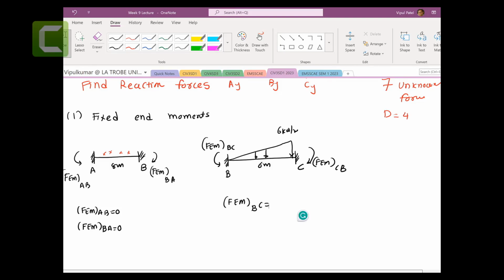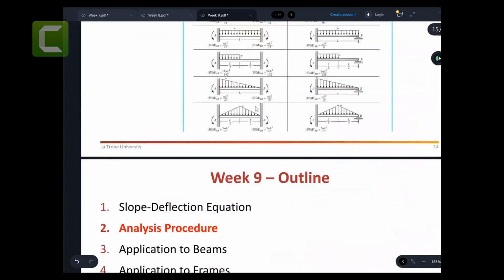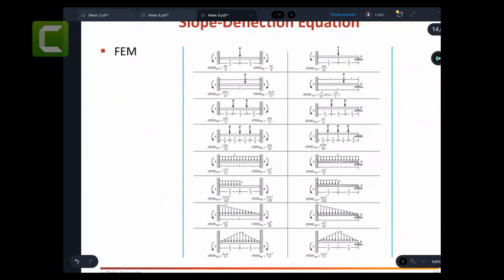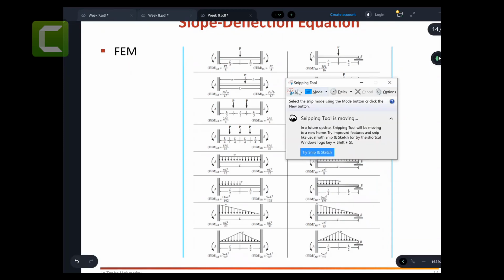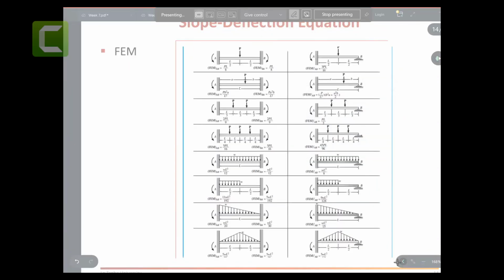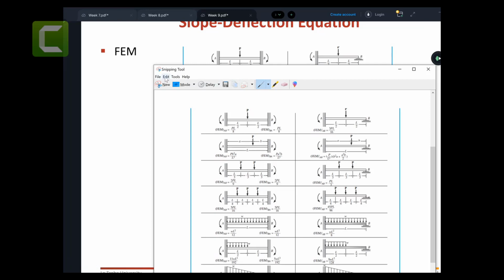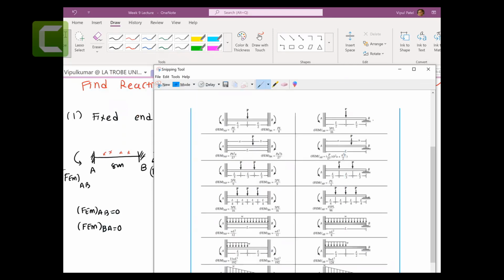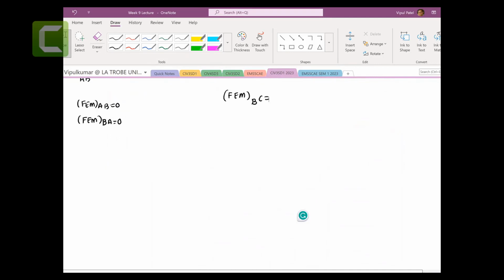Now we can go back to our lecture notes and get these tables. Where are the tables? Here you go. These tables are going to be useful. And you can use these tables in your assignments or in the final exams. You don't need to remember these tables. So edit, copy, and let's take this one over here.